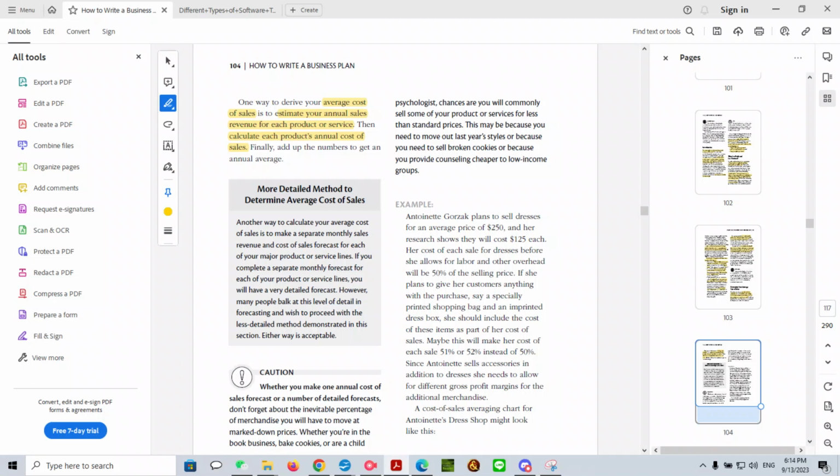Why is it gross? Because unless it includes all overhead expenses, that would just be part of it. It's only one consideration. Now, another way to calculate your average cost of sales is to make separate monthly sales revenue and cost forecasts for each of your major product lines or service lines. You complete a separate monthly forecast for each of your product service lines. You'll have a detailed forecast, just like this.